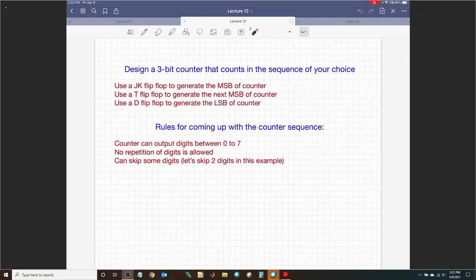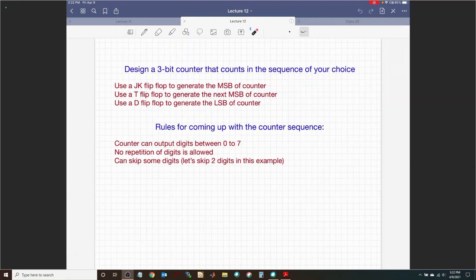Now, in terms of certain limitations for this design, let us say we are going to use a JK flip-flop for generating the most significant bit of the counter. We will use a T flip-flop to generate the next most significant bit of the counter. And then we will use a D flip-flop to generate the least significant bit of the counter.